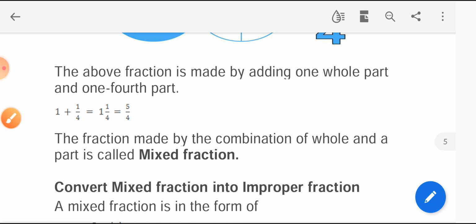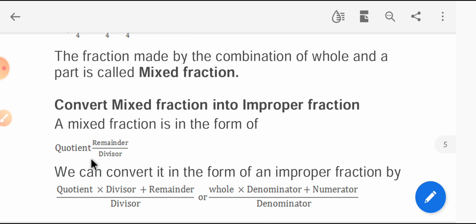Now let us see how to convert a mixed fraction into an improper fraction, and from improper to mixed fraction. So, convert a mixed fraction into an improper fraction. A mixed fraction is in the form of quotient, remainder upon divisor.